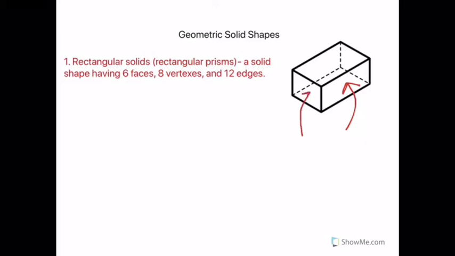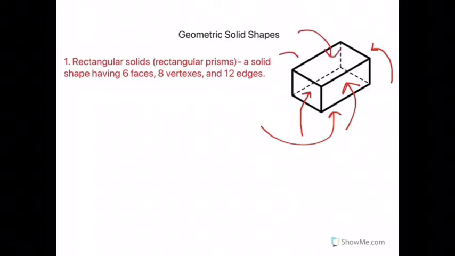Here, you might think of this as the left side. There's a face. This right side is a face. Underneath it is a face. The top of it is a face. The back side is a face. And there are the 6 faces of the rectangular prism.